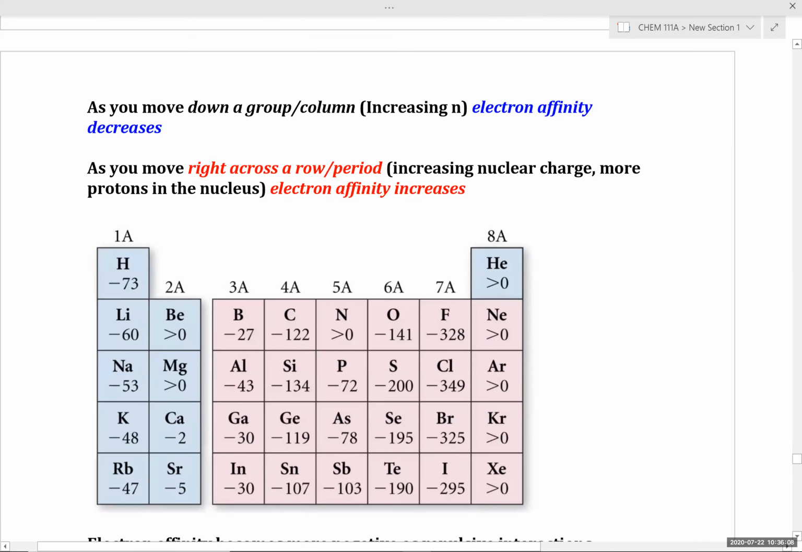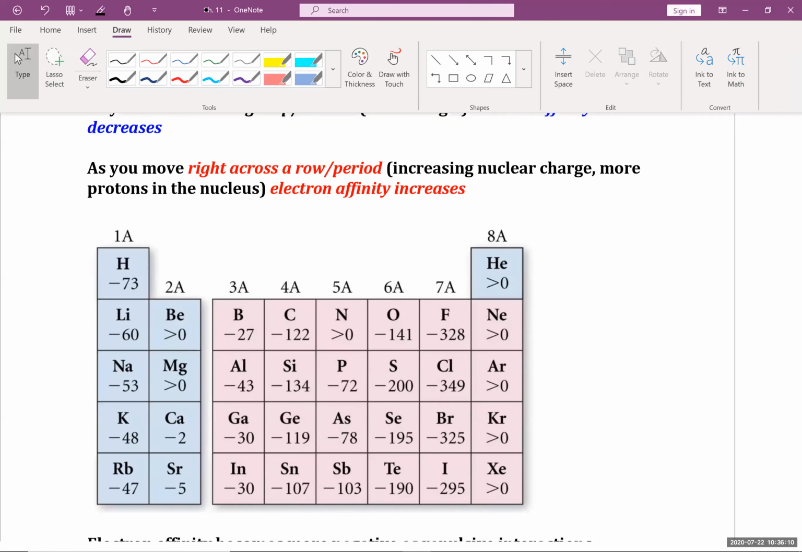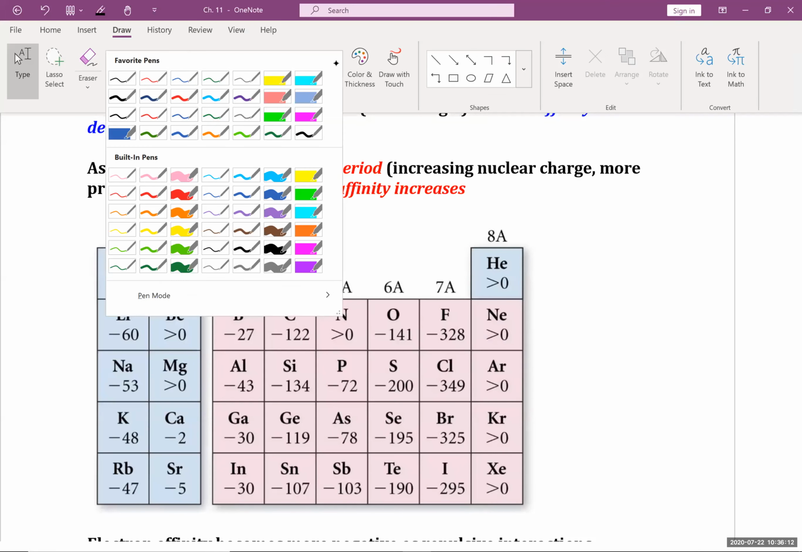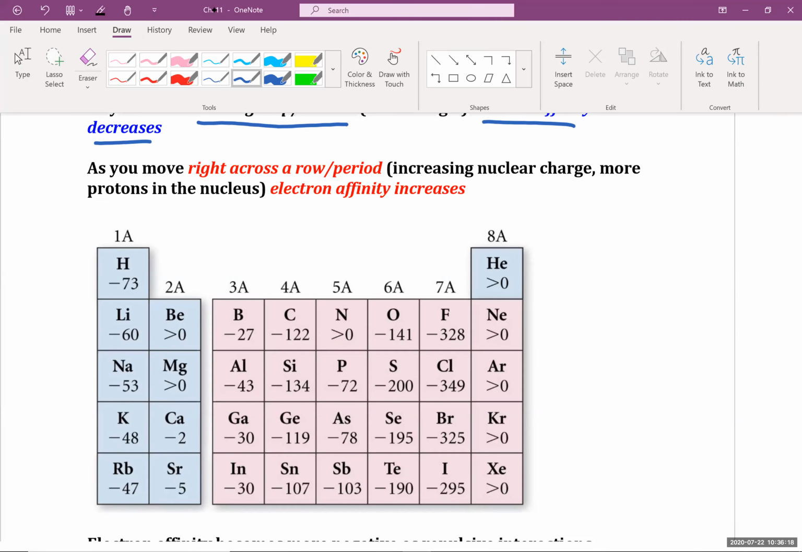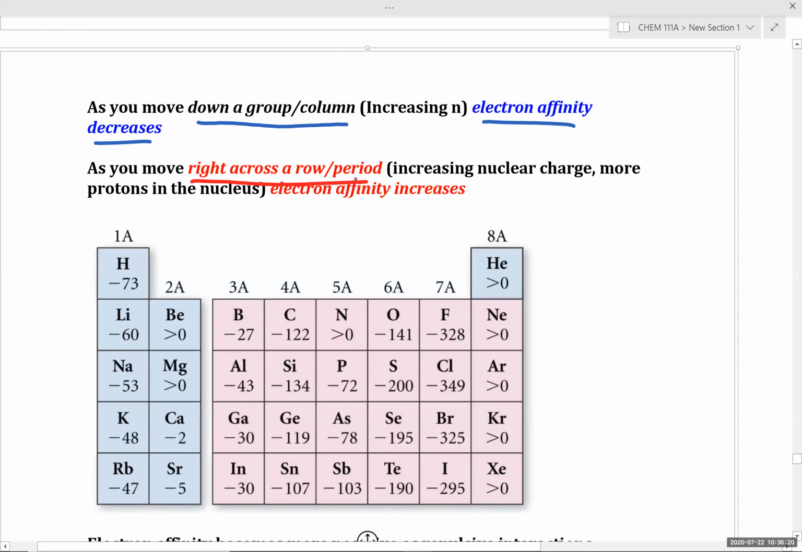So, just as a summary, as you move down a group or column, electron affinity decreases. As you move right across a row or period, electron affinity increases. So again, if you wanted to think about increasing electron affinity, I like to draw an arrow pointing up and to the right.